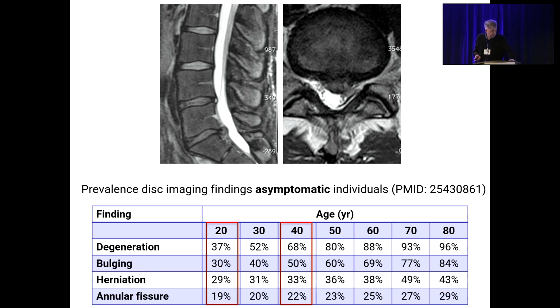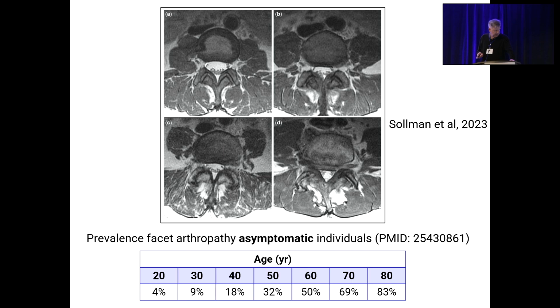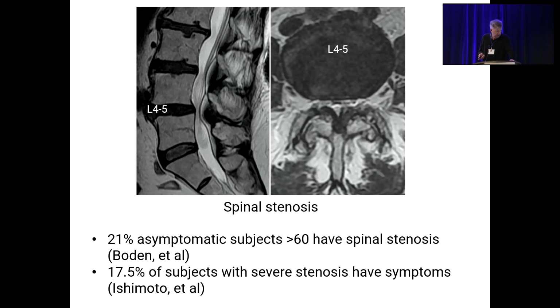And if you look at the prevalence of these disc imaging findings in asymptomatics, and maybe just focus on the 40-year-olds, they're very, very common. And even in your 20s, they're very common. So obviously, we cannot rely on these imaging findings in someone with pain to assume that there's a causal connection. For facet arthropathy, it's pretty much the same, except it's skewed a little bit towards the older group. It's less common in younger asymptomatics, but still, relatively common.